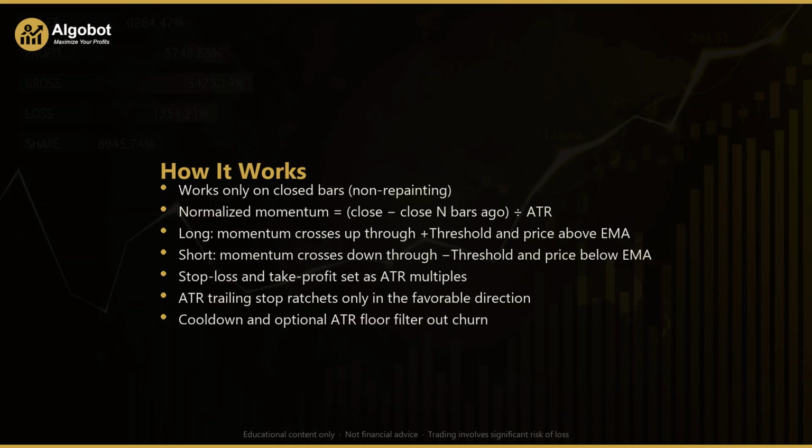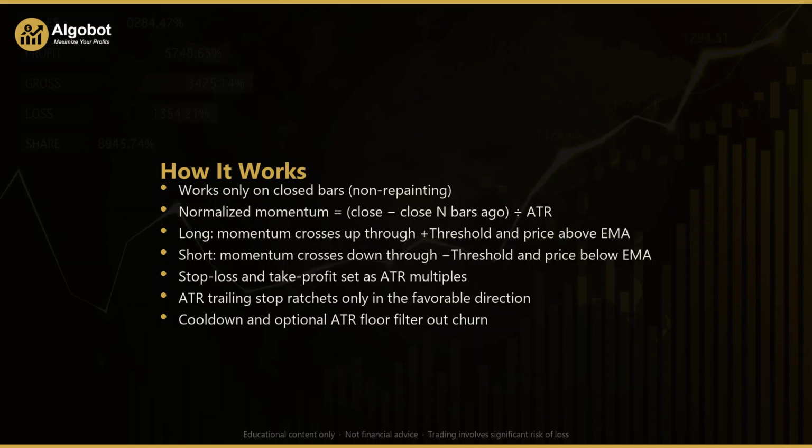On each newly closed bar, the strategy calculates three things. It reads the exponential moving average over the trend period, it reads the average true range over the ATR period, and it measures momentum. Momentum here is the difference between the most recent closing price and the closing price a set number of bars earlier. That raw difference is then divided by the ATR, giving normalized momentum in ATR units.